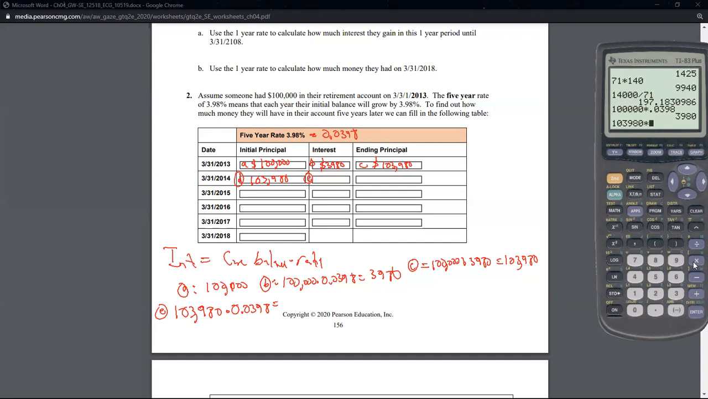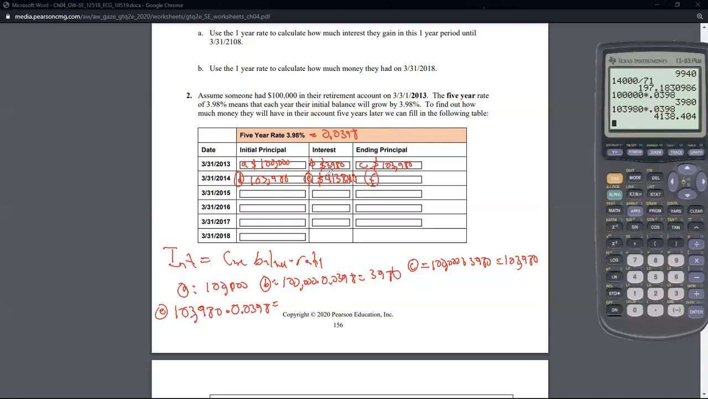103,980 times 0.0398, and we get $4,138.40 rounded to the nearest penny. 4138, so this is dollars still. 4138.40. And then block F, we're just going to take block D and block E and add them.